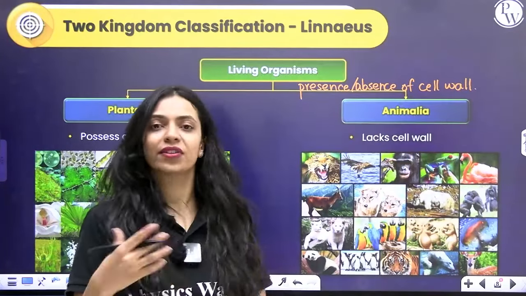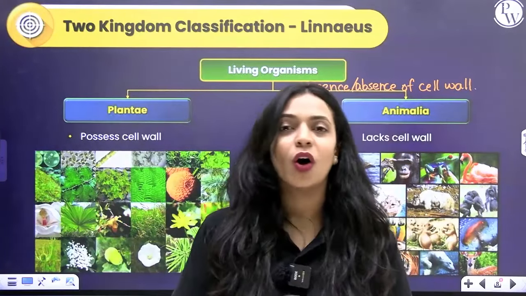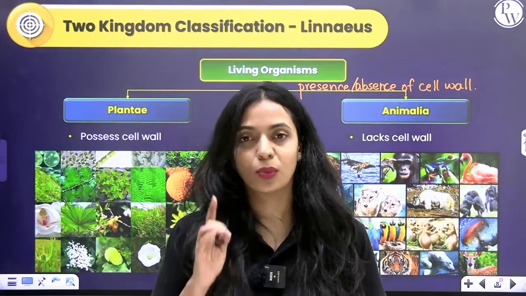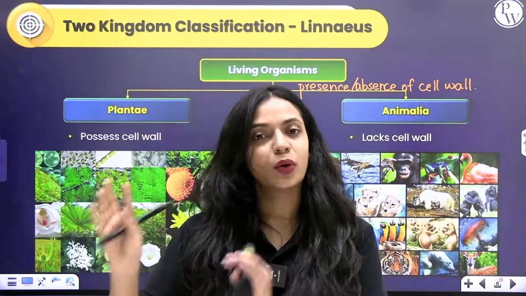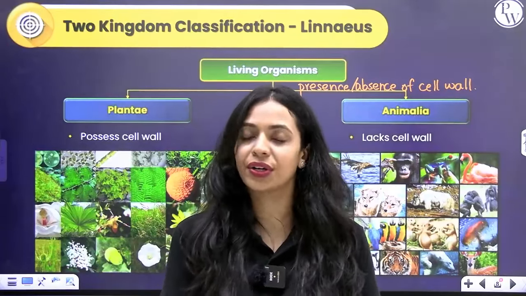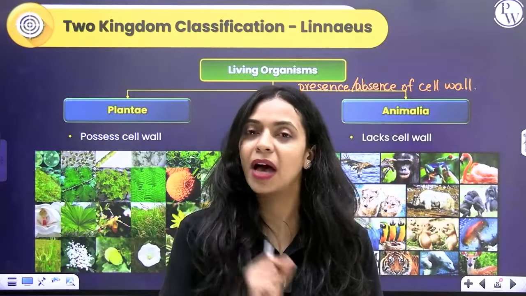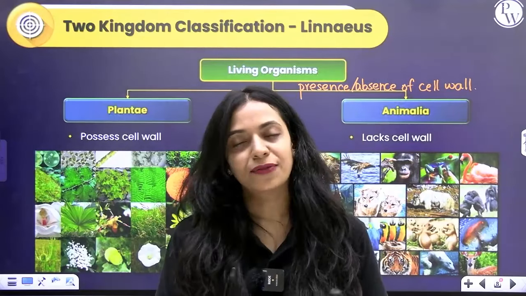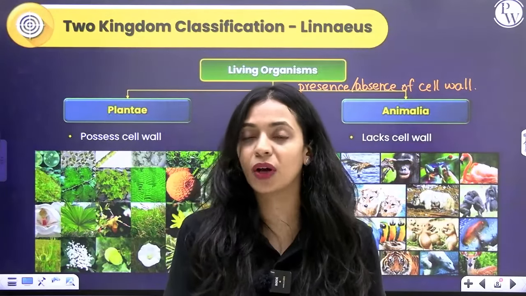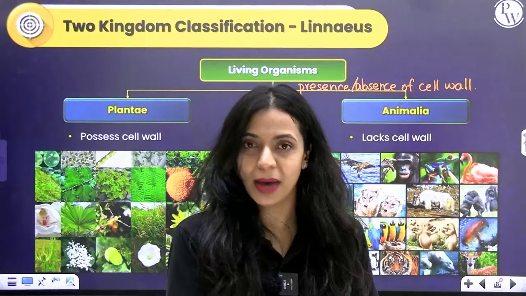Regardless of what the cell wall was composed of, all he thought about was one criterion: whether that organism has a cell wall or it doesn't. If the organism had a cell wall, he would group it into kingdom Plantae. If that organism lacked a cell wall, he would group it into kingdom Animalia.